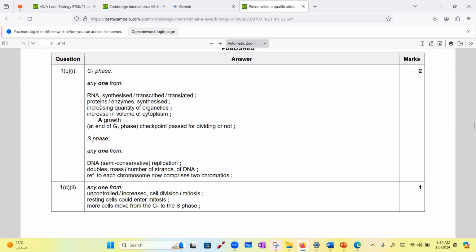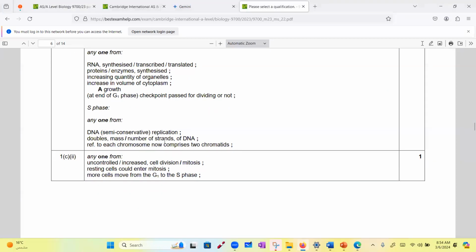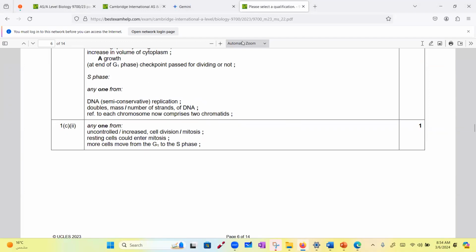Okay, in the growth phase, we will produce enzymes and so on. And in the synthesis phase, semi-conservative replication. You can also discuss when it is replicated, what it looks like. Uncontrolled increased mitosis. Okay, very easy up to now. We're doing a good job.